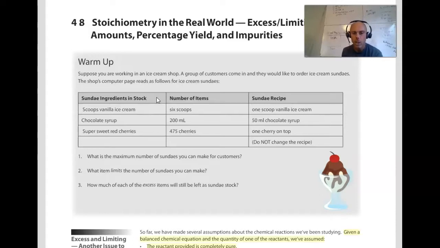So it looks like the syrup would limit how many sundaes could be made, and whatever ingredient, or in chemistry, whatever reactant limits how much product can be made, or in this case sundaes, is the limiting reactant, or limiting ingredient. And the other 2 in this case, the ice cream and the cherries, would be referred to or considered as ingredients or reactants in excess. There's more of them than are needed, and there will be some of those 2 ingredients left over after the recipe has been made to completion, or the reaction has proceeded to completion.